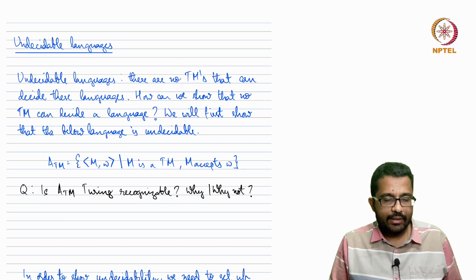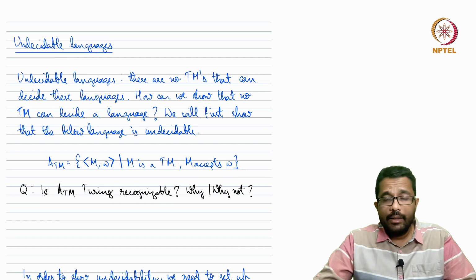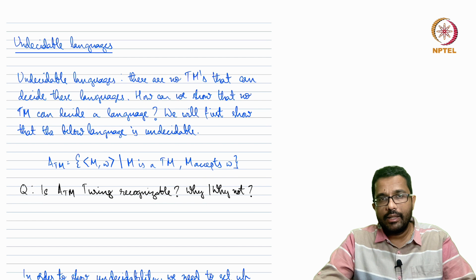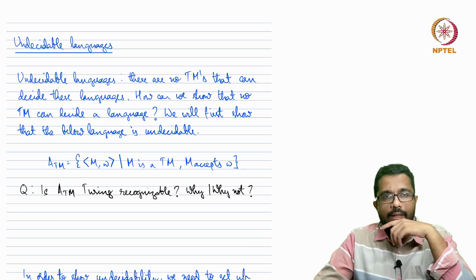Hello and welcome to lecture 35 of the course Theory of Computation. In the previous couple of lectures, we saw decidable languages arising out of regular languages and context-free languages. So now we will try to understand undecidable languages.